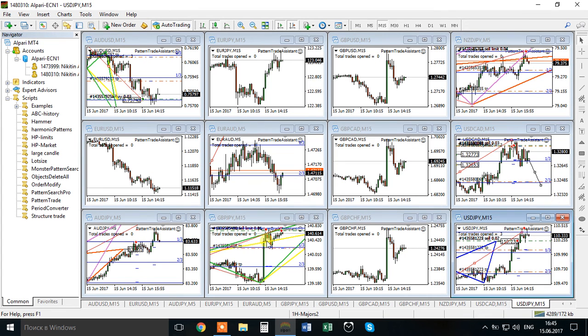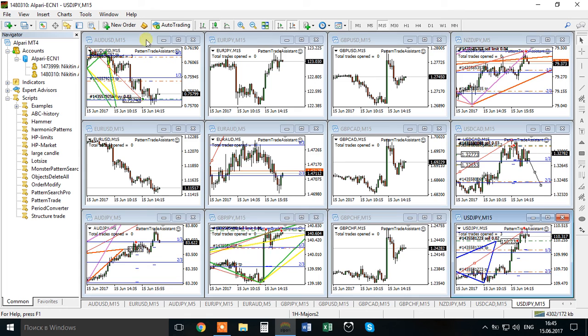Dollar Canadian, nothing. Euro Aussie goes to the upside. Pound yen, dollar yen. So these are the trades that are running right now. Well, hope you get the idea about the PatternTradeAssistant, about the HP limits and HP market.